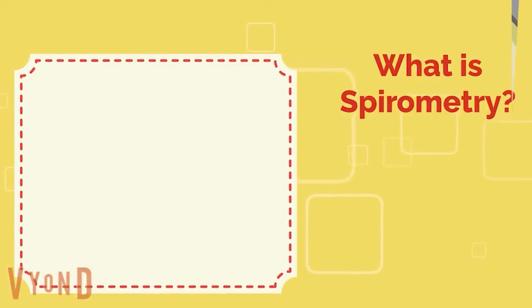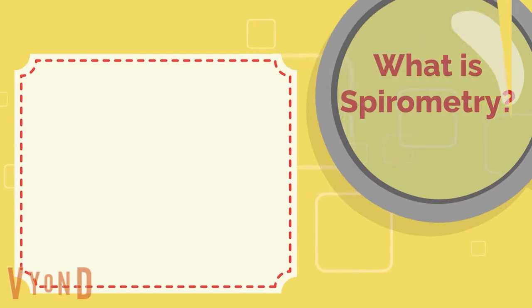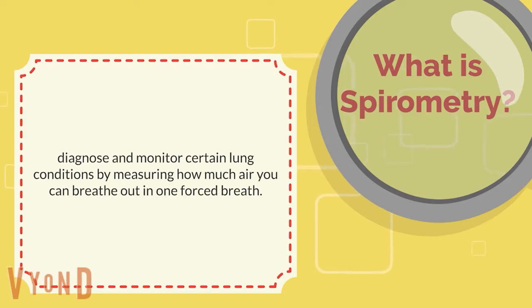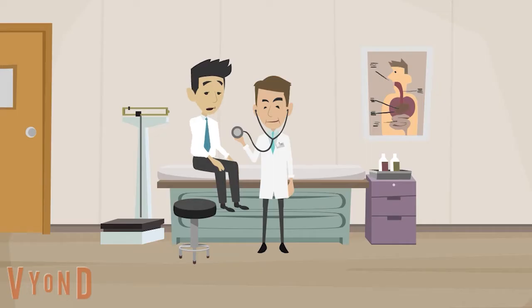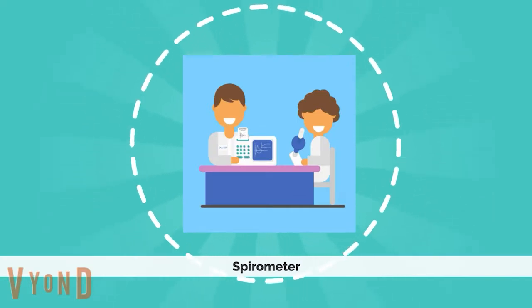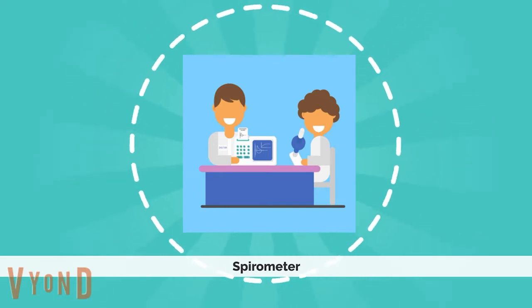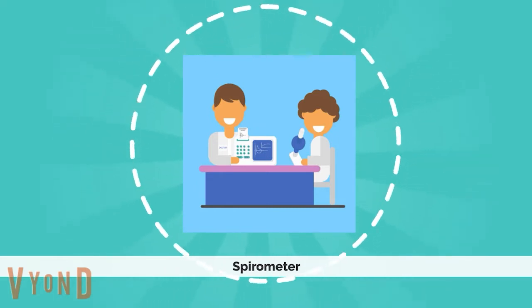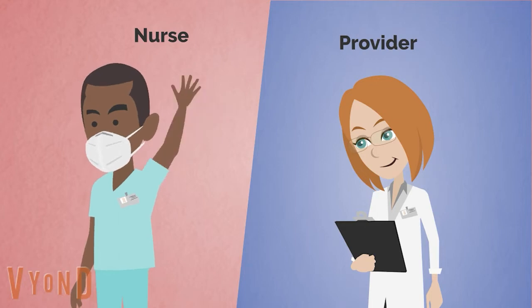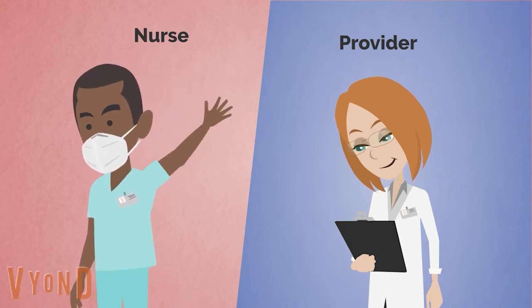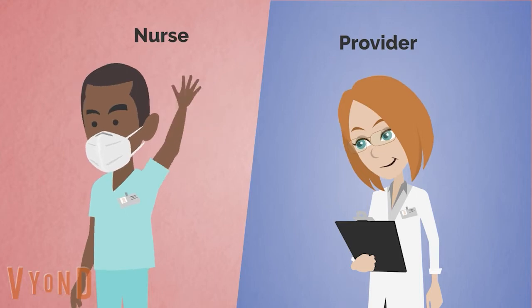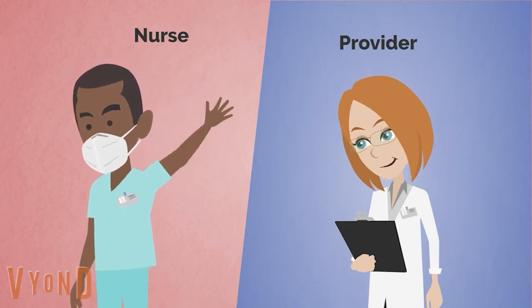Let's start out today's conversation with what is spirometry? Spirometry is a simple test used to help diagnose as well as monitor certain lung conditions. This is done by monitoring how much air a patient can breathe out in one forced breath. It is carried out using a device called a spirometer, which is a small machine attached to a cable as well as a mouthpiece. Spirometry may be performed by a nurse or a doctor, as well as carried out during a short clinical visit or during a hospital stay.